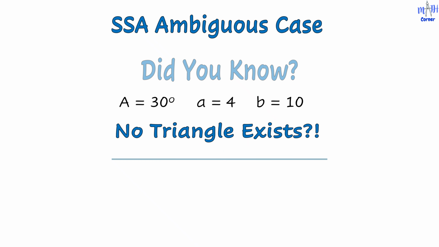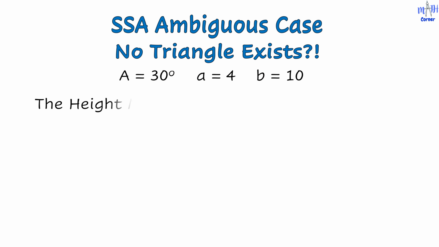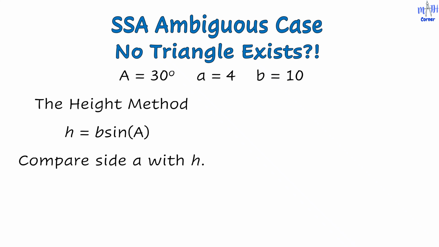Let's begin. First method. The height method. In this method, we compute the height using this formula. Now, compare side A with the height. If A is less than h, no triangle exists.